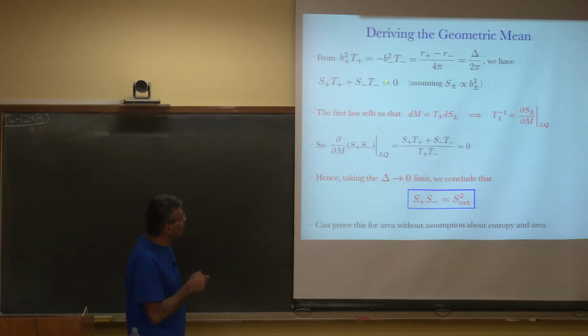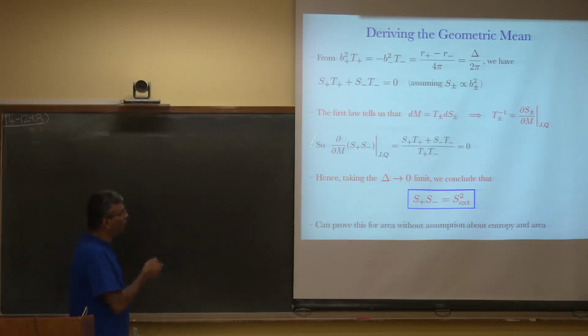So in this setting, because S is proportional to the area, S plus T plus plus S minus T minus is equal to 0. If we take the mass derivative of the product S plus S minus, you get this expression in the numerator. So we have this derivative vanishing. In the delta goes to 0 limit, S plus equals S minus, and as a result we conclude that this invariant is S extremal squared. So this is sort of a thermodynamic derivation if you accept some meaning to the first law at the inner horizon.